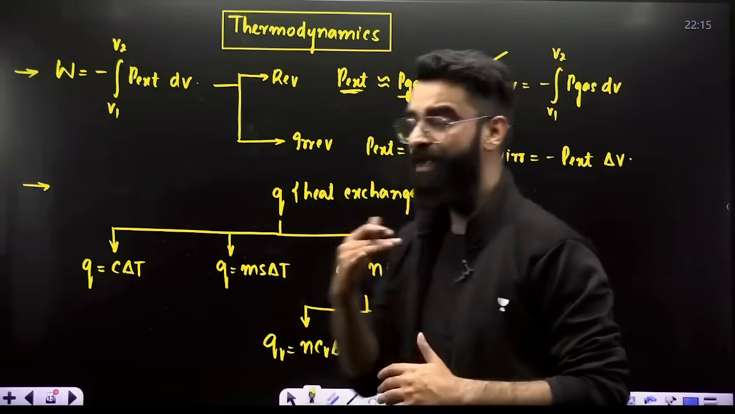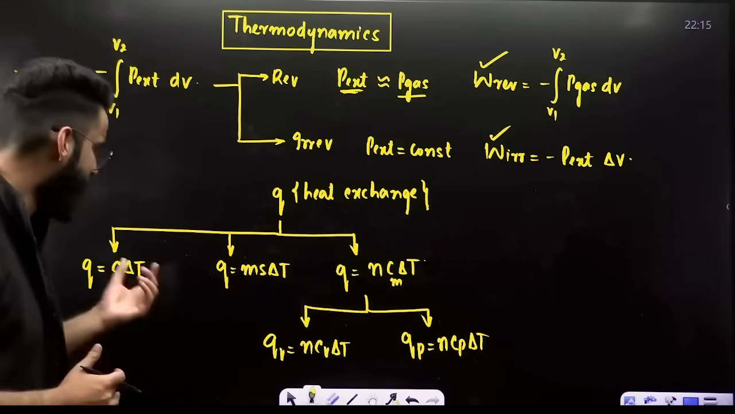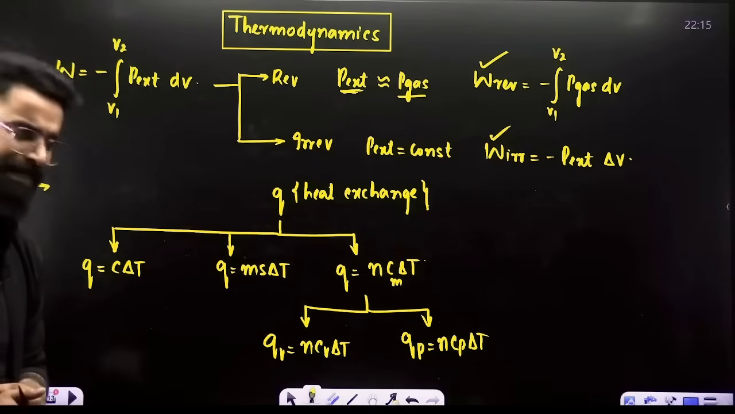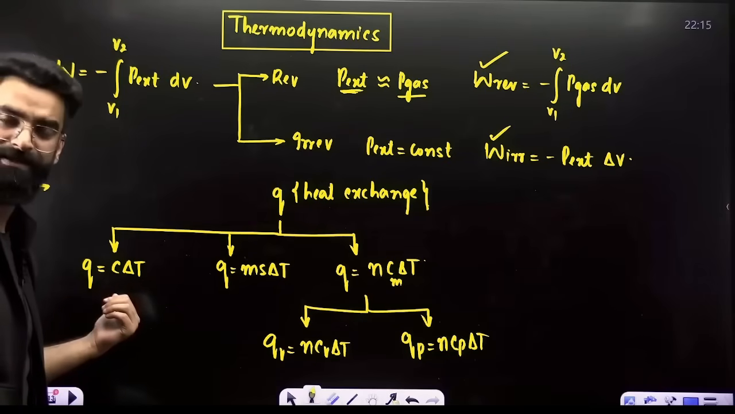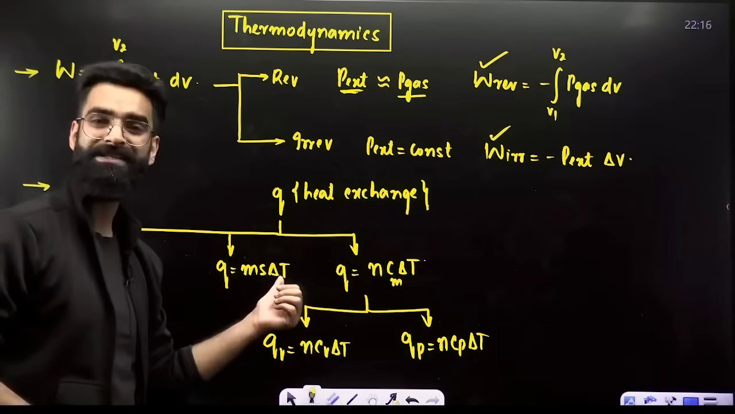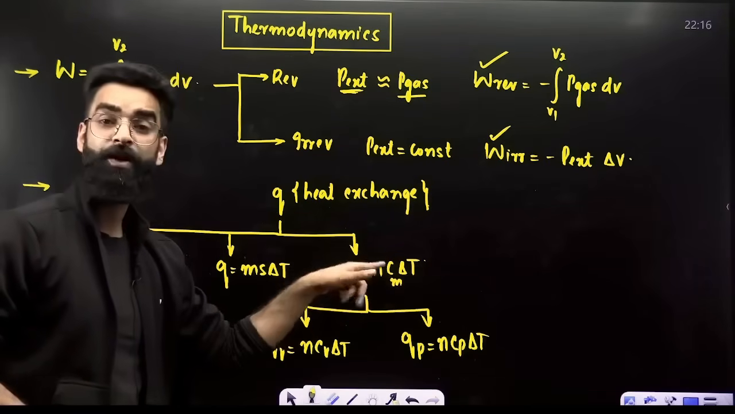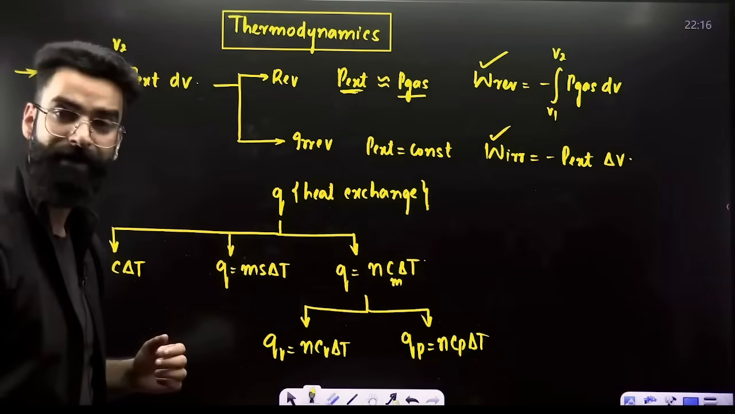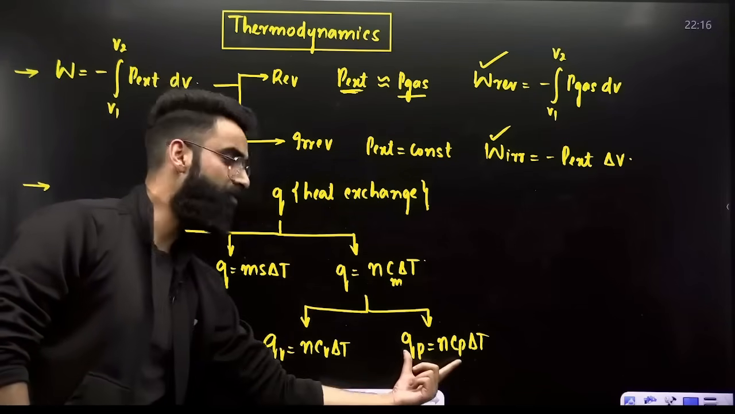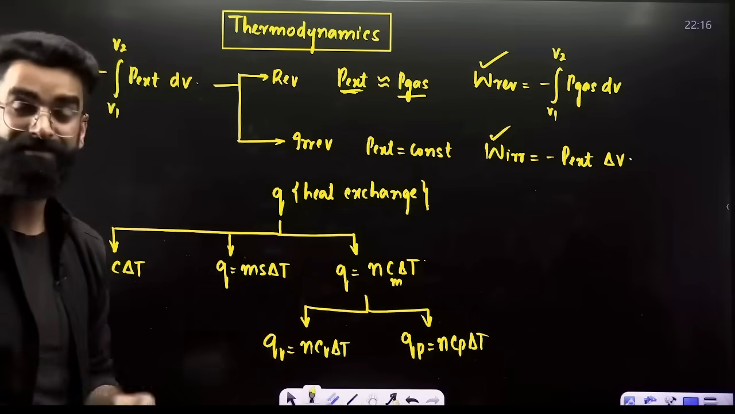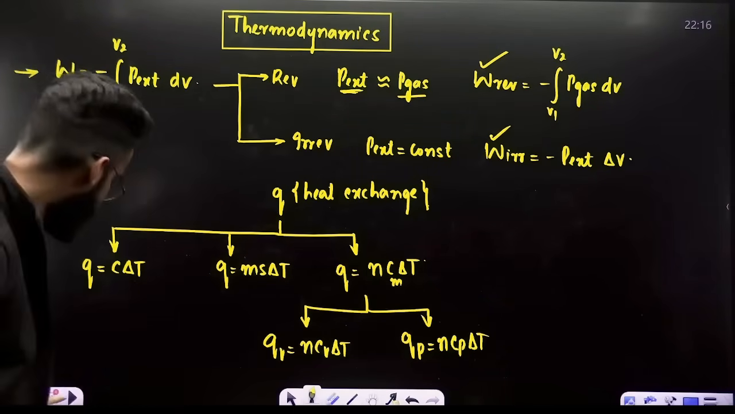delta V. Now, there are a lot of questions in which you are supposed to calculate the amount of heat absorbed or released by the system. And there are many ways by which you can calculate heat absorbed or released by the system. Number one, Q is equal to C delta T, where C is the heat capacity of the system. Q is equal to m s delta T, where s is the specific heat capacity of the system. Q is equal to n Cm delta T, where Cm is the molar heat capacity of the system. Now, at constant volume, this is how you calculate heat absorbed or released. This is how you calculate heat absorbed or released by the system at constant pressure. This is valid at constant volume, this is valid at constant pressure.